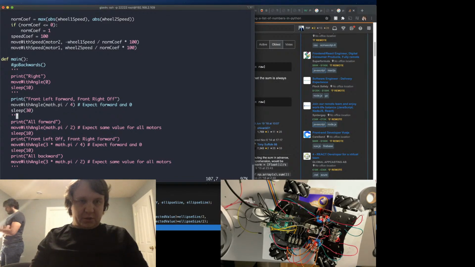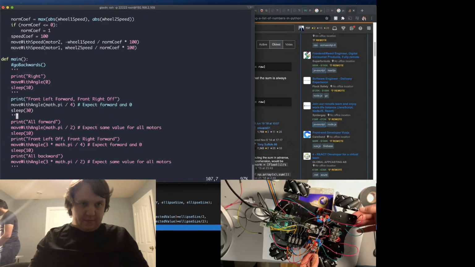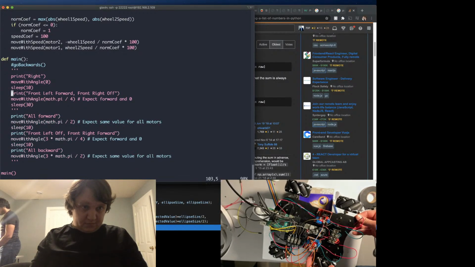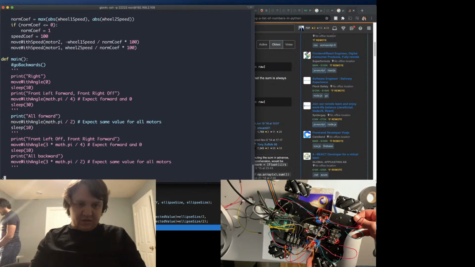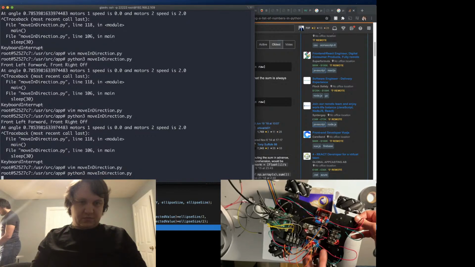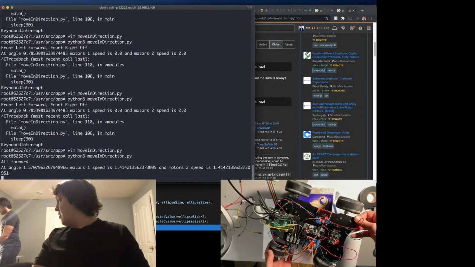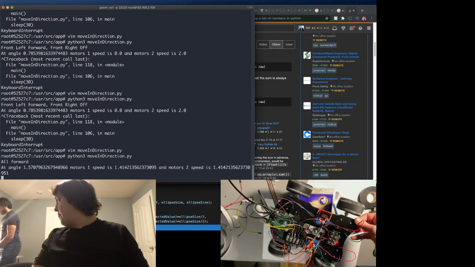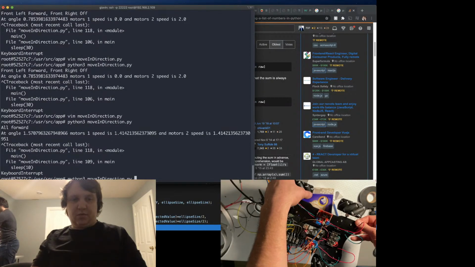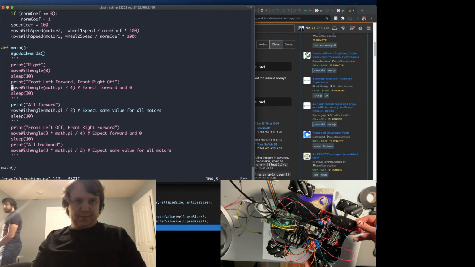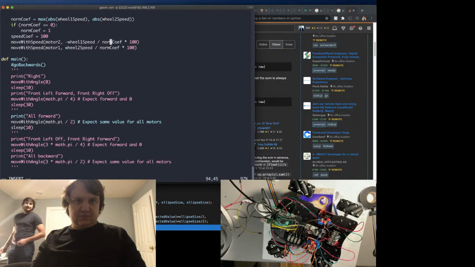All right, this is going to be all forward. I would imagine it's not going to work, just because it hates us. Okay, so we got front left forward, front right backward. Really? Yeah, everything was reversed. Literally everything. That should be all forward. So the front right went backward there.